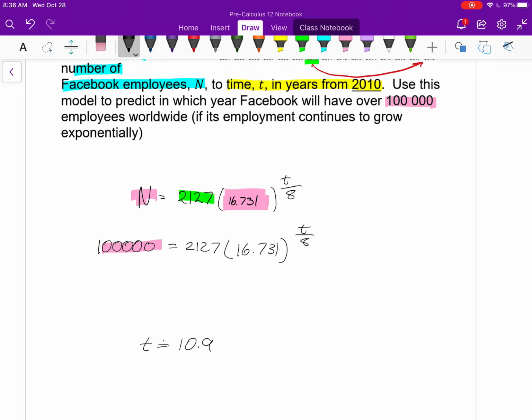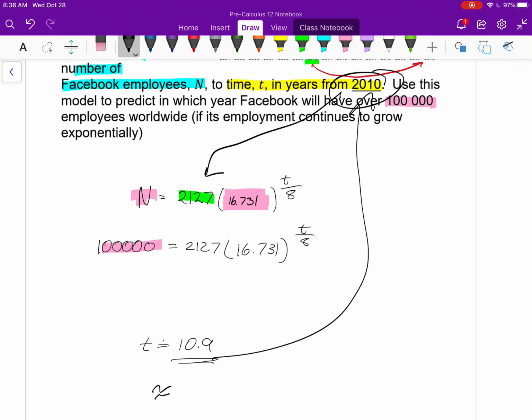calculations correctly. But again, 10.9 years from what? From 2010, because that's how we were told to set up our model. And so that would mean, in this case, about the year 2021, assuming it kept growing in this form. Okay, and at some point, it has to stop growing exponentially. If it didn't, then within a matter of a decade, the entire world would be working for Facebook, and that's probably not realistic. So everything that grows exponentially at some point stops.